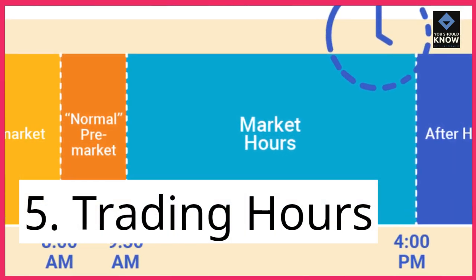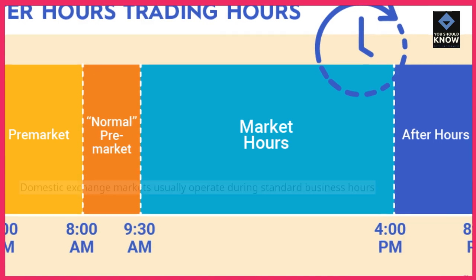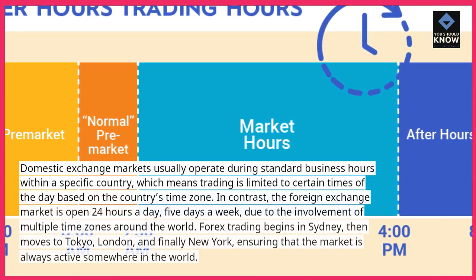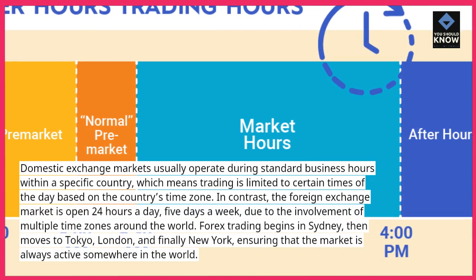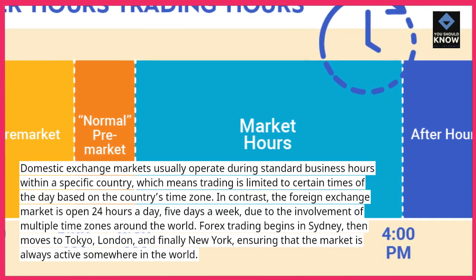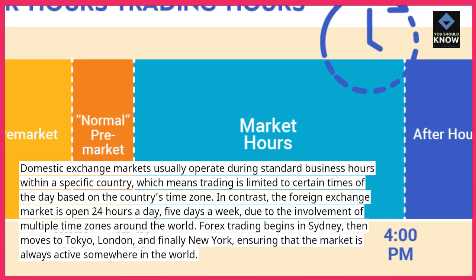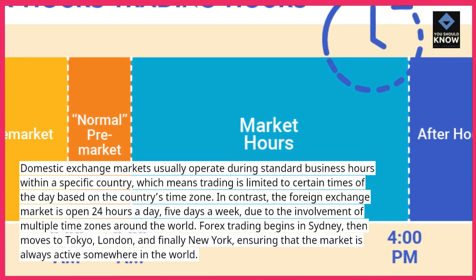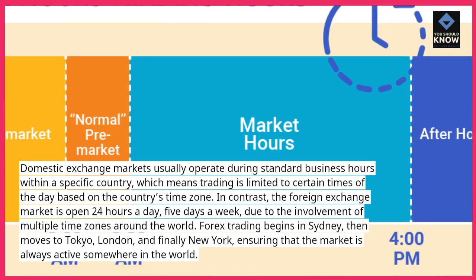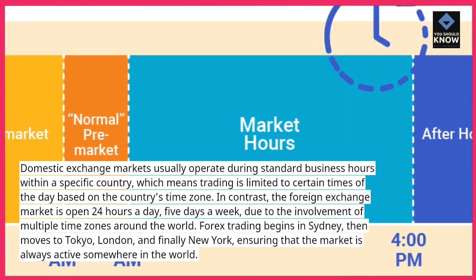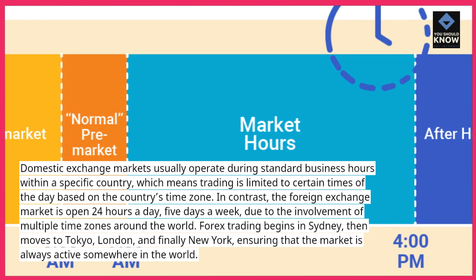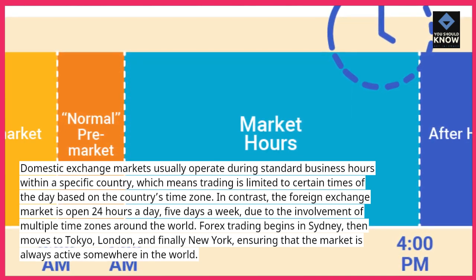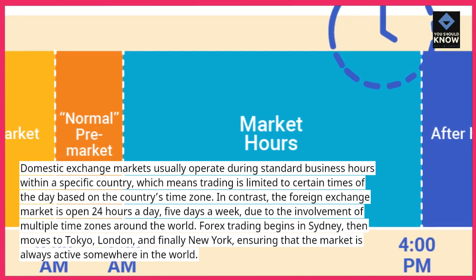5. Trading hours. Domestic exchange markets usually operate during standard business hours within a specific country, which means trading is limited to certain times of the day based on the country's time zone. In contrast, the foreign exchange market is open 24 hours a day, 5 days a week, due to the involvement of multiple time zones around the world. Forex trading begins in Sydney, then moves to Tokyo, London, and finally New York, ensuring that the market is always active somewhere in the world.